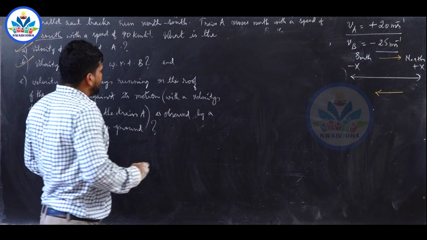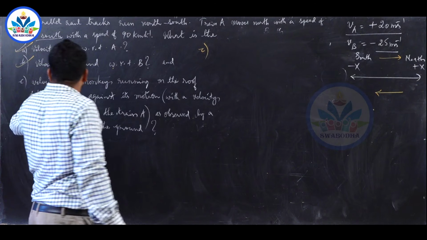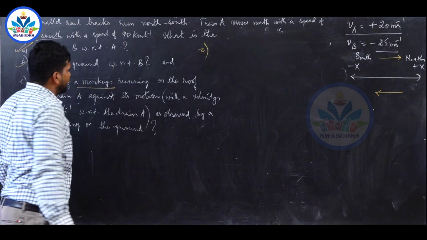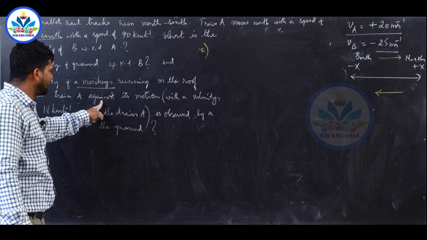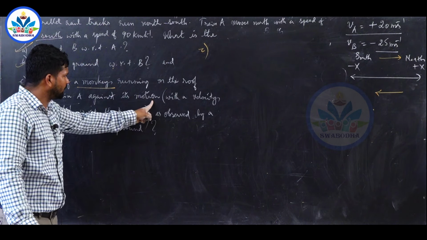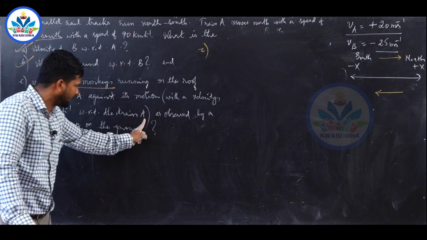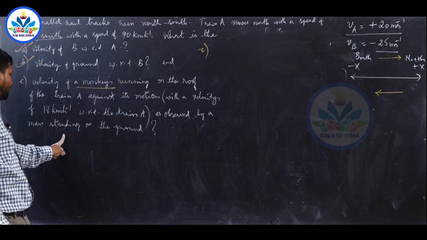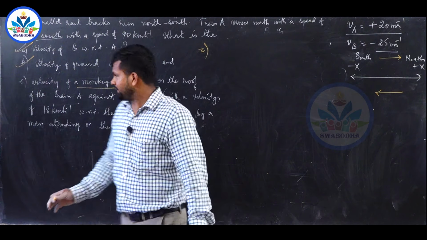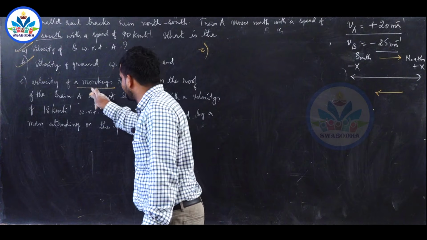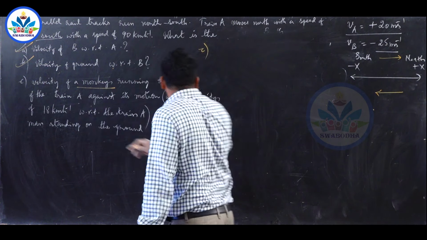Third part, C: velocity of a monkey running on the roof of the train A, against its motion, with a speed of 18 km per hour with respect to train A, as observed by a man standing on the ground. So slightly confusing, you must read repeatedly: velocity of a monkey running on the roof of the train A.